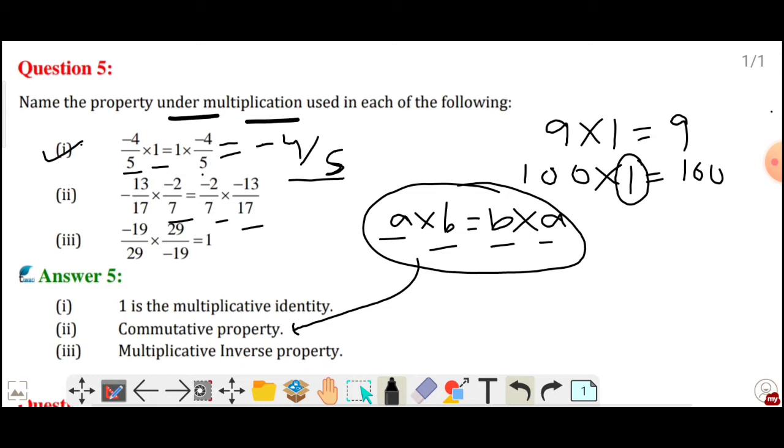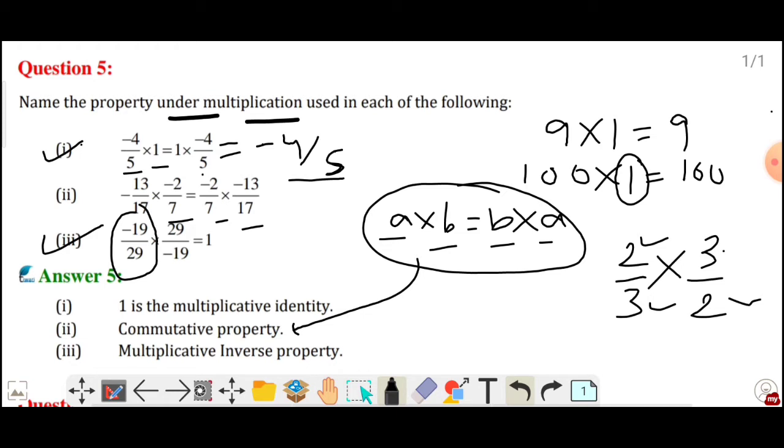Next, sub question number 3. Minus 19 upon 29 into 29 upon minus 19 is equal to 1. This is a multiplicative inverse. Suppose in the previous example, 2 by 3 is there. To write the multiplicative inverse, we need to multiply by 3 by 2. We need to write the reciprocal. Here 2 is the numerator, there 2 is the denominator; here 3 is the numerator, there 3 is the denominator. Here also the same: minus 19 upon 29, minus 19 is the numerator, but there it came to the denominator part. And we got the answer, that is positive 1. It is the multiplicative inverse property.